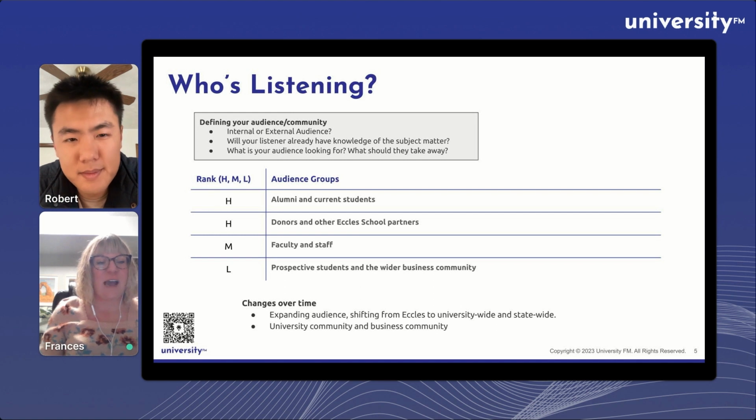Then faculty and staff. We do feature a lot of faculty research on the podcast, so we certainly want it to be something that is appealing for them to be a part of. And then finally, prospective students and the wider business community as that final catch-all, people who we would love to capture if we can.